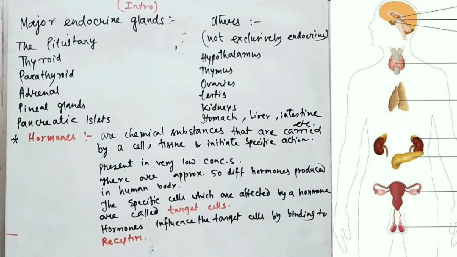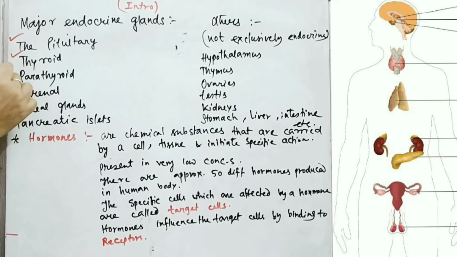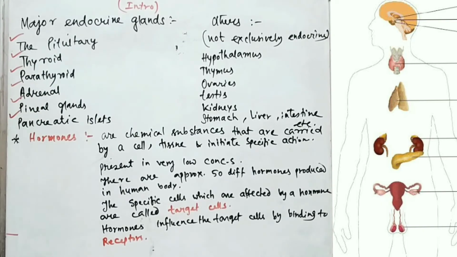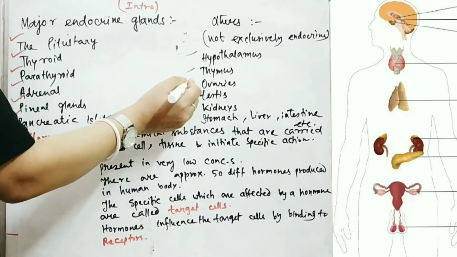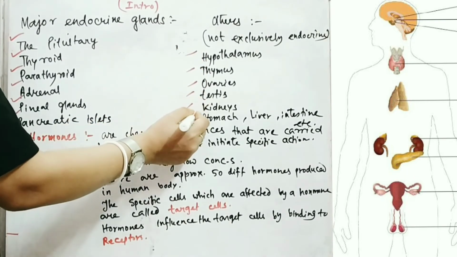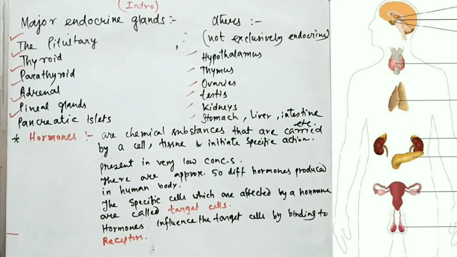Now, the major endocrine glands present in our body are the pituitary, thyroid, parathyroid, adrenal, pineal glands and pancreatic islets. So these are the major endocrine glands. Apart from this, some other glands are also there which are not exclusively endocrine. They have other functions, like the hypothalamus, thymus, ovaries, testes, kidneys, stomach, liver, intestine, etc.